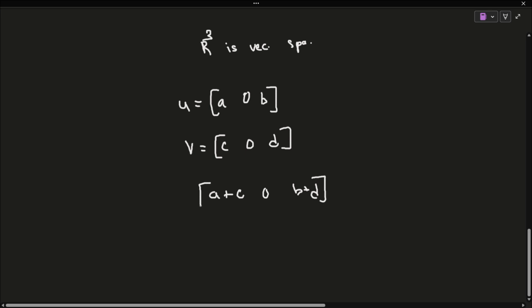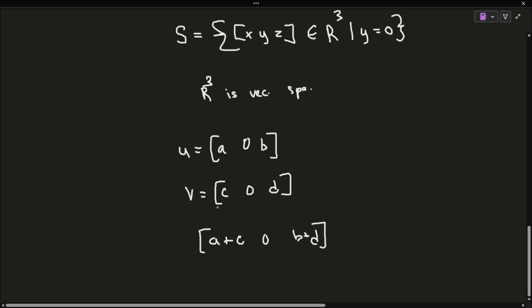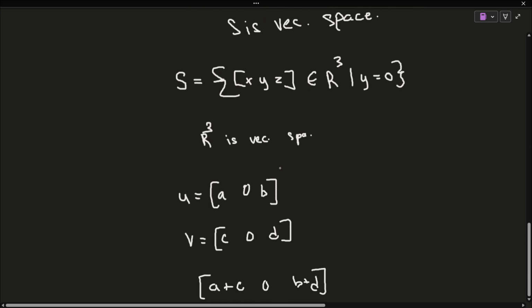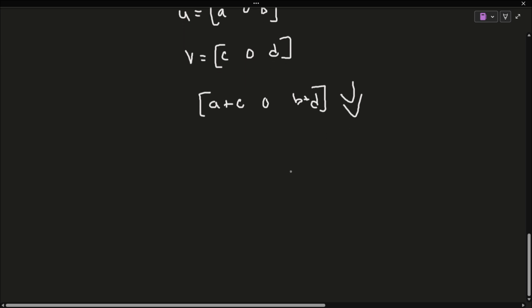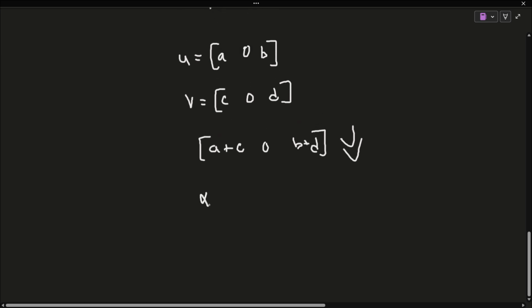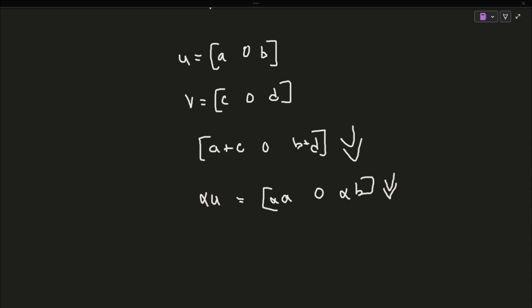And since we know that A plus C and B plus D can be anything, and X and Z can be anything, and Y has to stay 0, this is indeed validated by closure. And then if we were to do scalar, so a scalar times U, then we would just get alpha A, 0, alpha B, and you can see that this is not getting violated in any way, shape, or form. Okay, so that means that S is indeed a vector space.